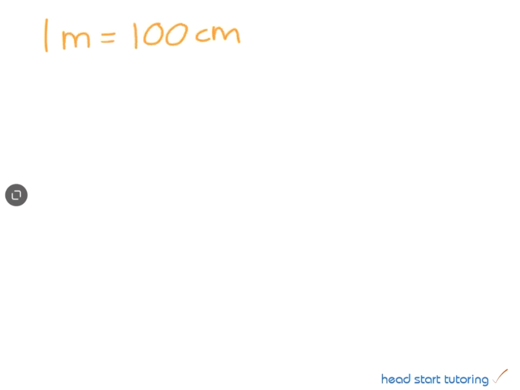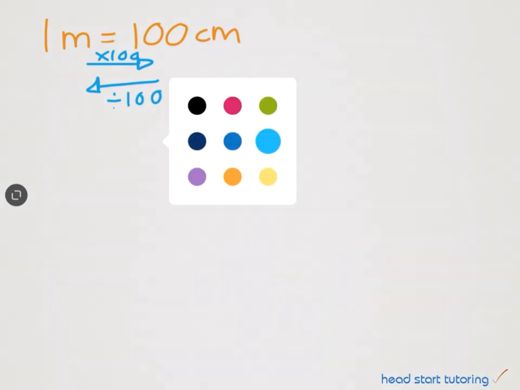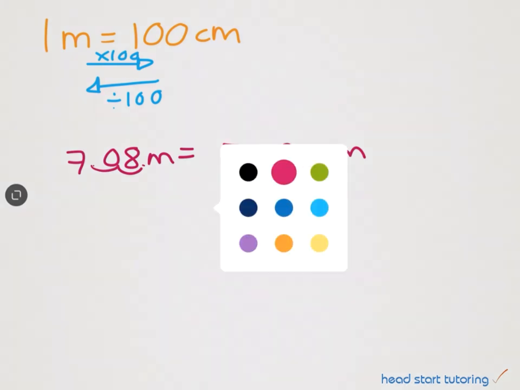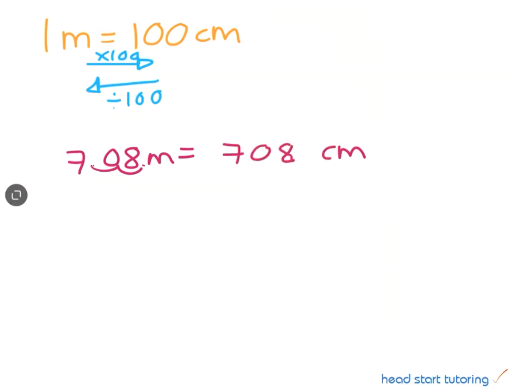One meter is equal to 100 centimeters. So when we are converting from meters to centimeters, we multiply by 100, and when we are converting from centimeters to meters, we divide by 100. So if I would like to work out what 7.08 meters is equal to in centimeters, I multiply my number by 100 to get an answer of 708 centimeters.